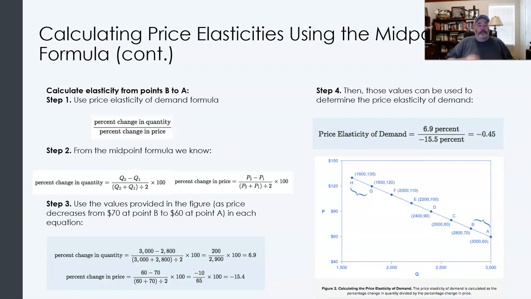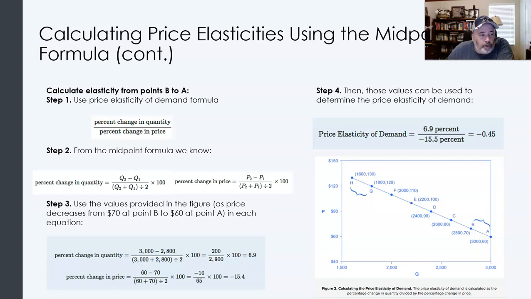So again, percent change in quantity divided by percent change in price. In this instance, we have a price decrease from 70 to 60, so our price change is going to be negative 10. And you see that here. At 70, it's 2,800, and then at 60, it's 3,000.